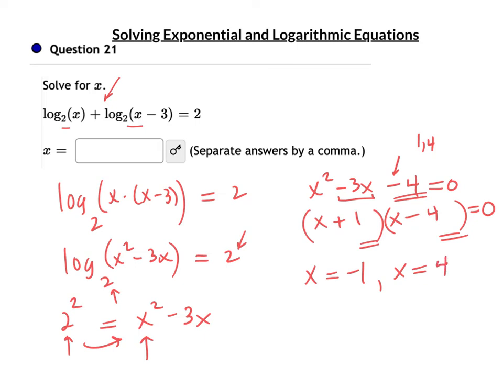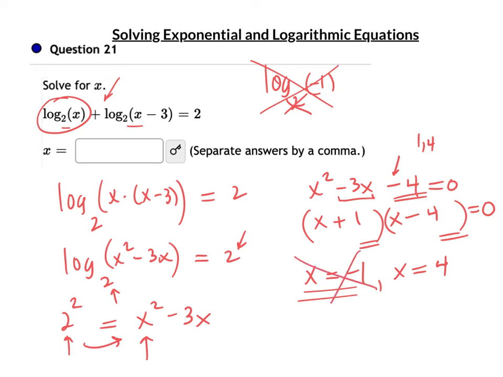Now notice, if I plug in the log base 2 of -1, it doesn't matter what the base is, this isn't possible. It doesn't work. You get an error. The log of -1 is a non-real answer, calculator says to me. This does not work if you plug it in right here. We toss it, and it looks like 4 then is our only answer.